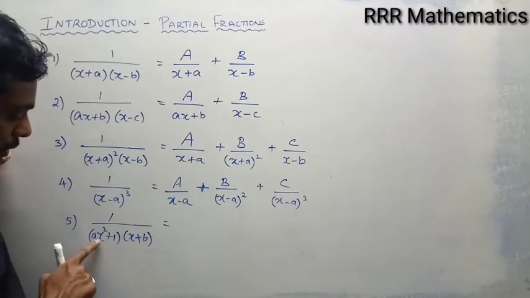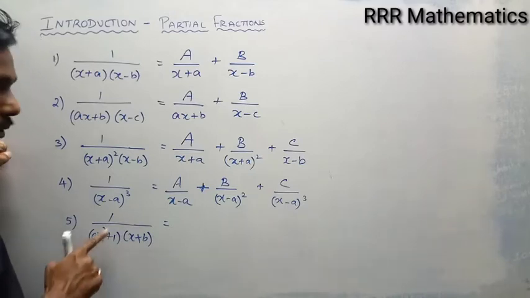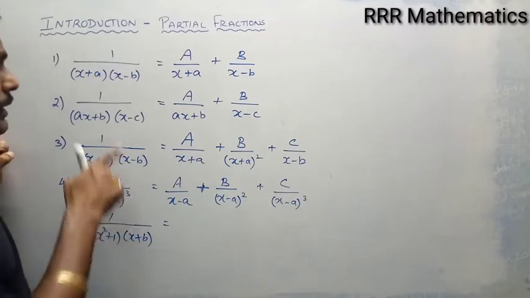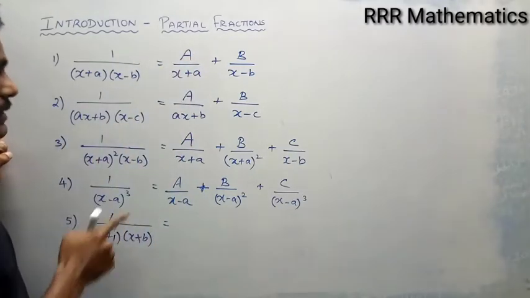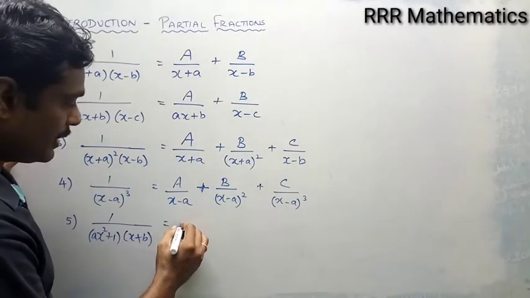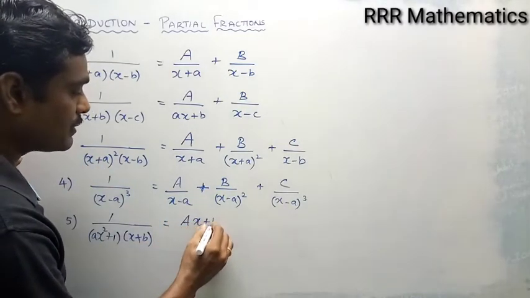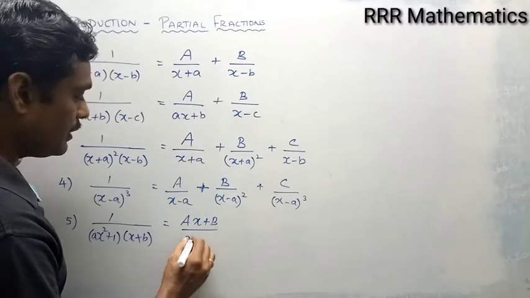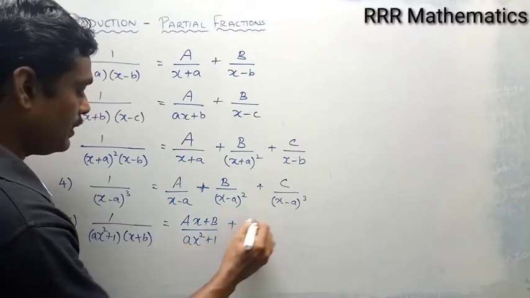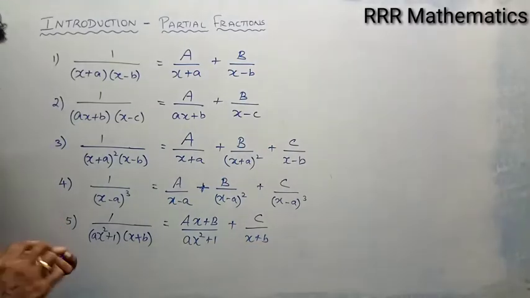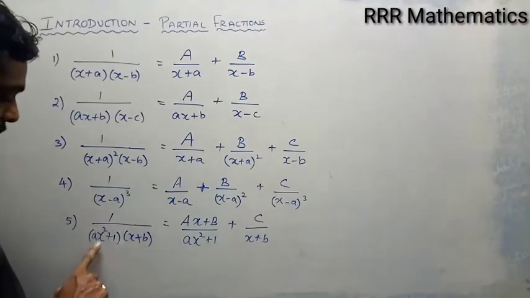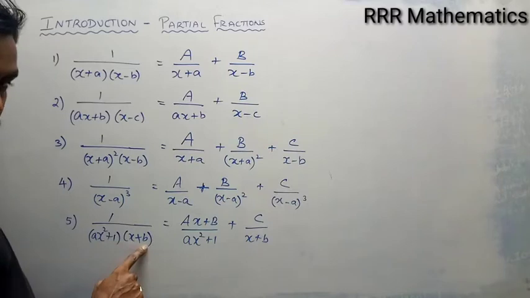In this case, this is degree 2. So, what is the general form of degree 1? Here linear, degree 1, the previous stage is constant. Here degree 2, the previous stage is linear. What is the linear format? Some ax plus b divided by (ax square plus 1) plus some constant C divided by (x plus b). See here, I have 1 divided by (ax square plus 1) into (x plus b).